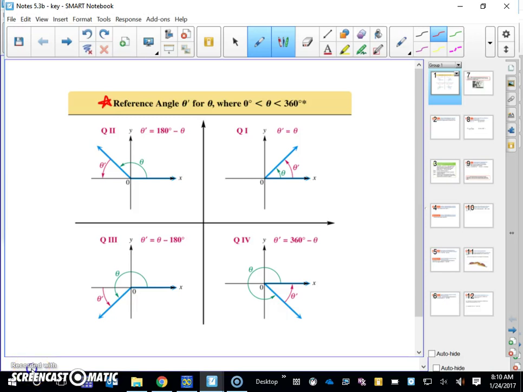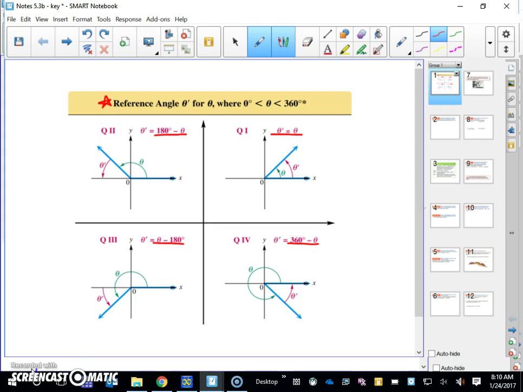This slide talks about reference angles and how to calculate them for each of the 4 quadrants. I almost think it's overkill though, because they give you 4 different formulas. This says the reference angle just equals theta. This says how to calculate it in the second quadrant is 180 minus your angle, and in the third quadrant it's your angle minus 180, and in the fourth quadrant it's 360 minus your angle.